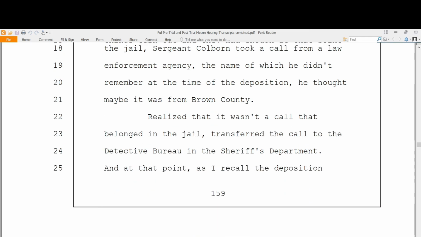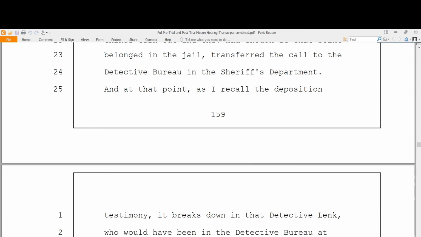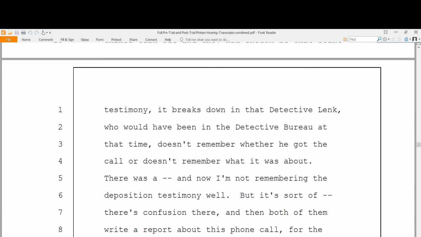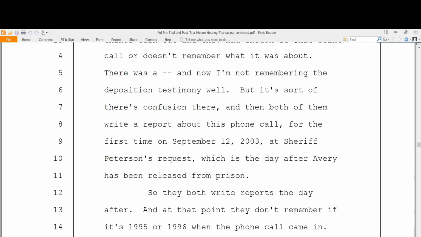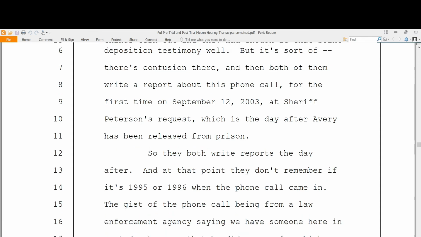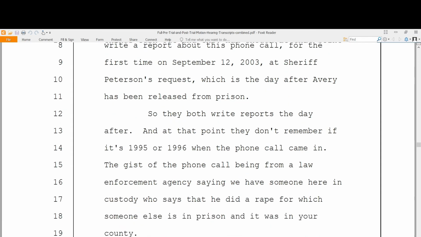He realized that it wasn't a call that belonged in the jail and transferred the call to the Detective Bureau in the Sheriff's Department. And at that point, as I recall the deposition testimony, it breaks down into Detective Lenk, who would have been in the Detective Bureau at that time, who doesn't remember whether he got the call or doesn't remember what it was about. I'm not remembering the deposition testimony well, but there's confusion there. And then both of them write a report about this phone call for the first time on September 12th, 2003, at Sheriff Peterson's request, which is the day after Avery has been released from prison. So they both write reports the day after. And at that point, they don't remember if it's 1995 or 1996 when the phone call came in.